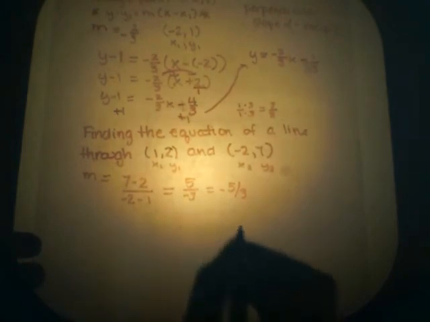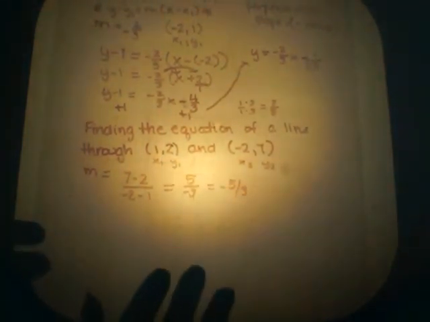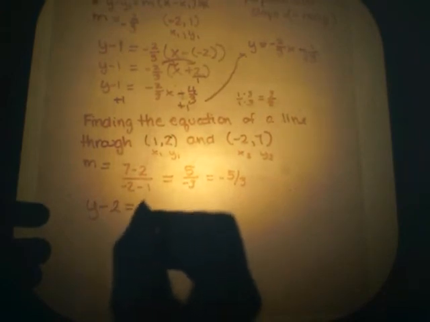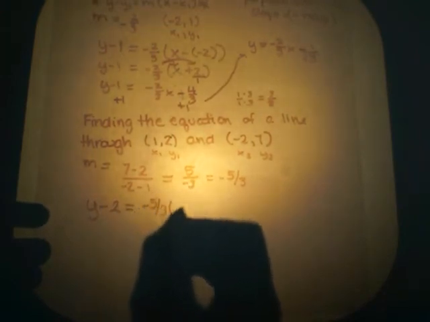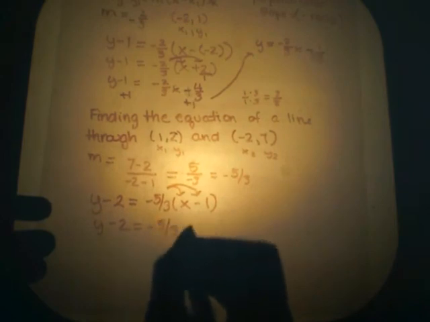So slope is -5/3, and I'm going to use this first point just because it has smaller numbers and they're both positive. You could use this one if you wanted to, but this one just seems a little bit easier, so I'll use that one. So we use our equation again, y minus y1, which is 2, equals -5/3 times x minus x1, which is 1. Again, I distribute, so -5/3 x plus 5/3, and then I add 2 to both sides.